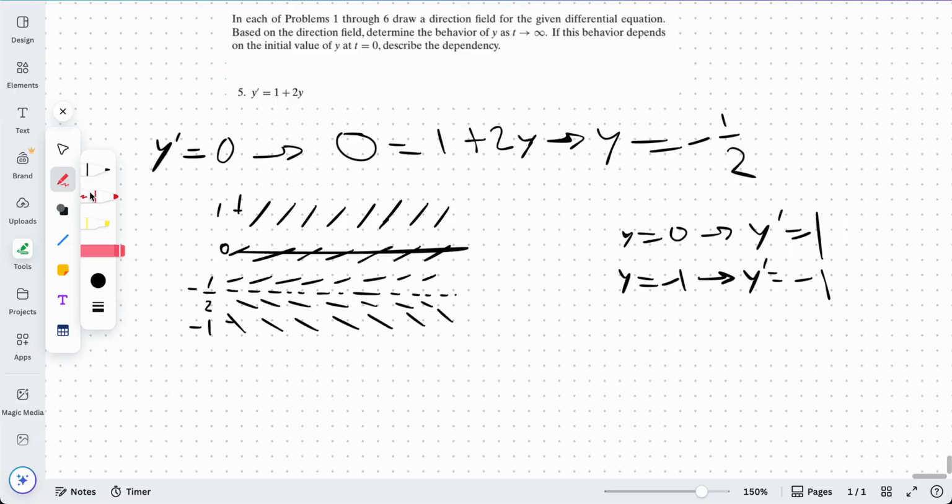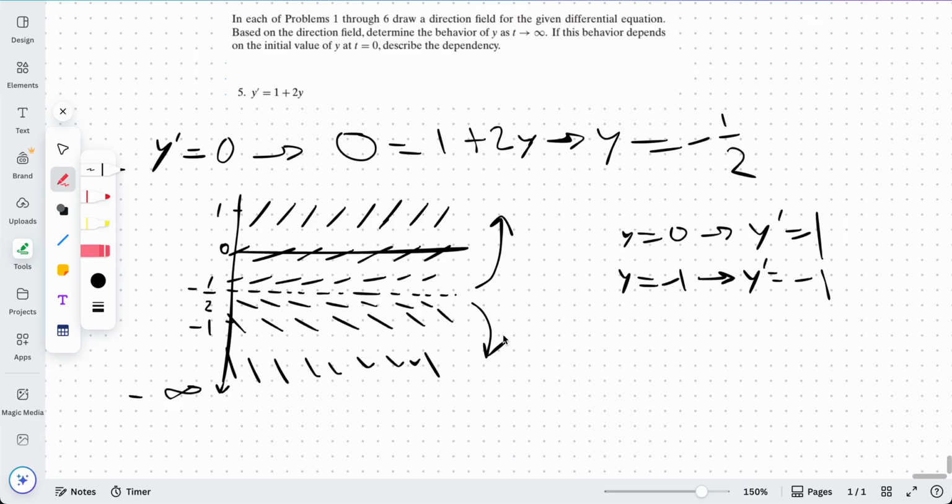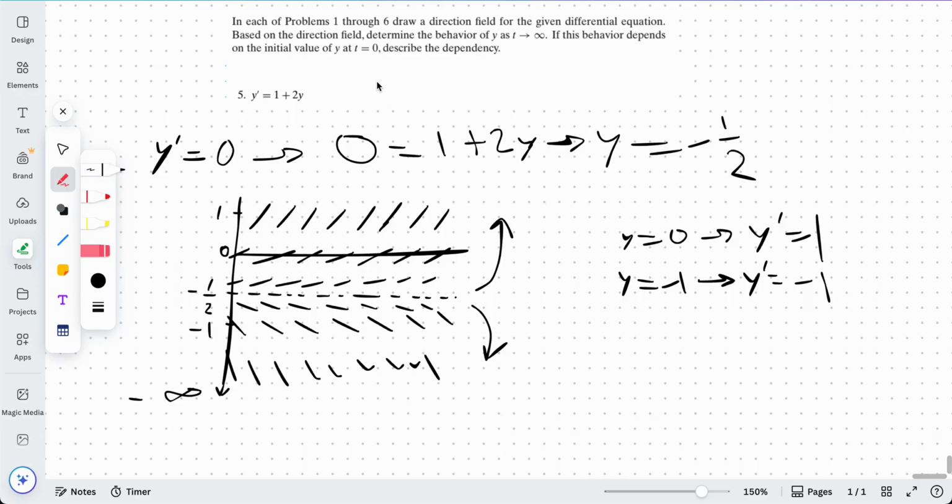Because if we go all the way to the end at negative infinity, the solutions will get infinitely negatively steep, right? So they'll be like that, right? And so the general shape you guys can see, they're kind of diverging like this and diverging like this. And so describing it, we would say that all solutions diverge from y equals negative 1 half. And that's the answer.